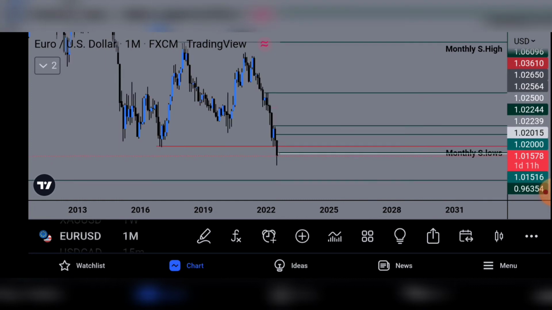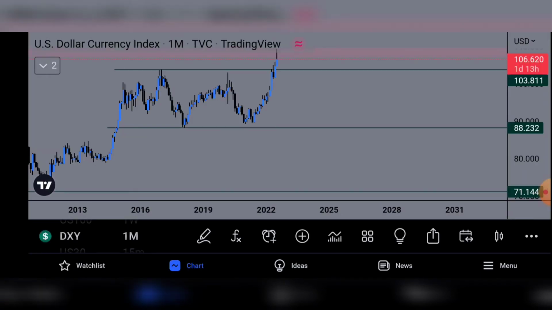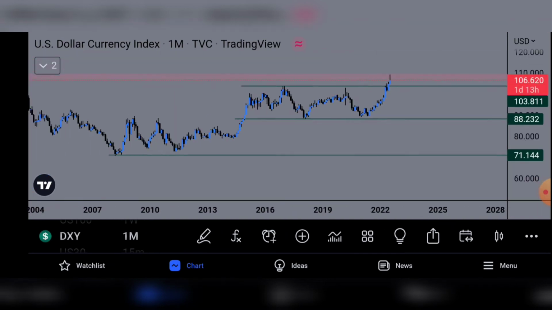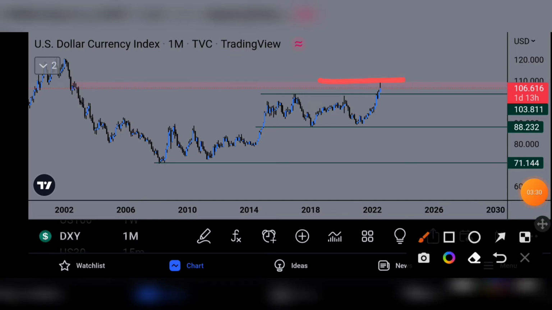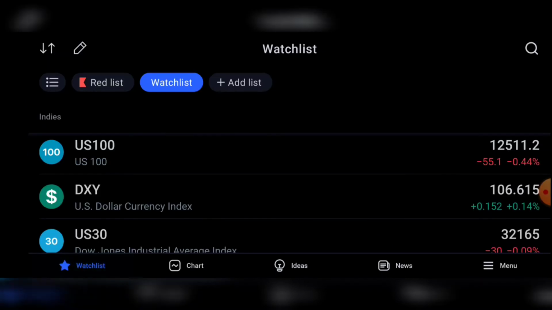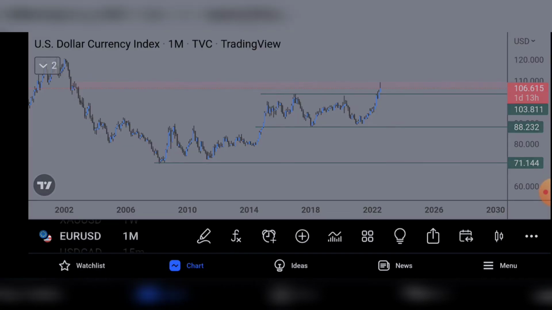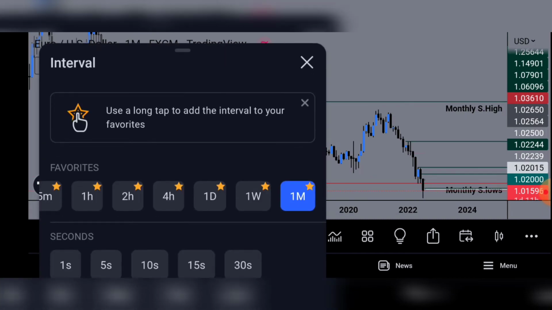But looking at the dollar index as confluence, I can see that the dollar is actually moving lower. Dollar index, this is my monthly point of interest. Dollar index actually reached my monthly point of interest, and I'm seeing a rejection currently on the dollar index. So it just means bearish on the US dollar. Me being bearish on the US dollar means that I'm going to be bullish on Euro USD. So that is why I'm looking for buys.